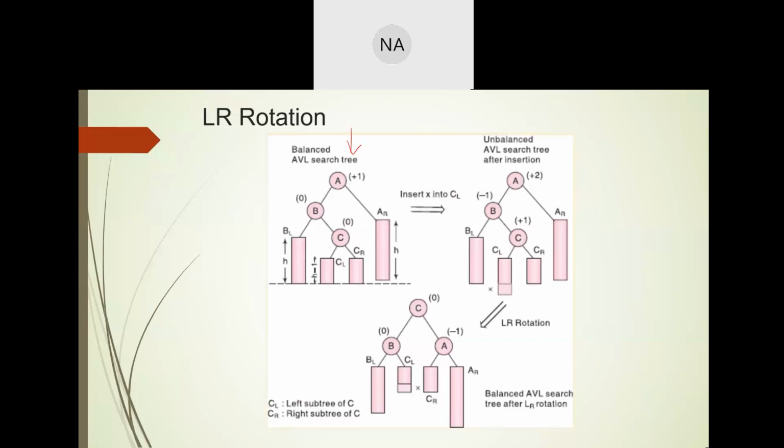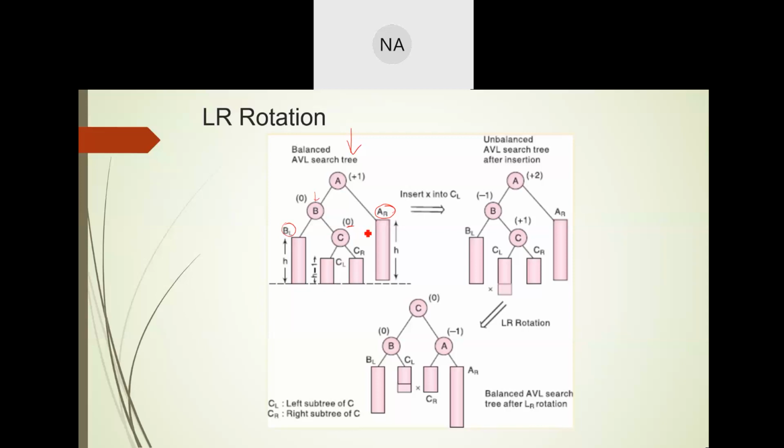So you can see the structure of this tree. The height of AR, the right subtree of node A, is H. The left subtree of node B, that is BL, the height of BL is also H. The height of CL is H minus 1, less than the height of BL. The height of CR, the right subtree of node C, is also H minus 1, so its balance factor is 0.